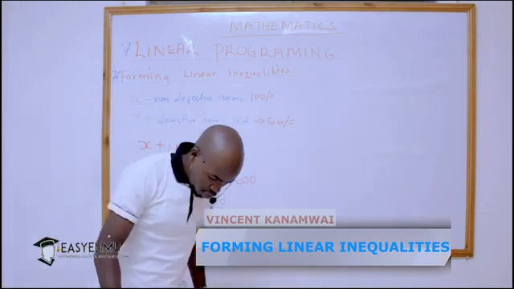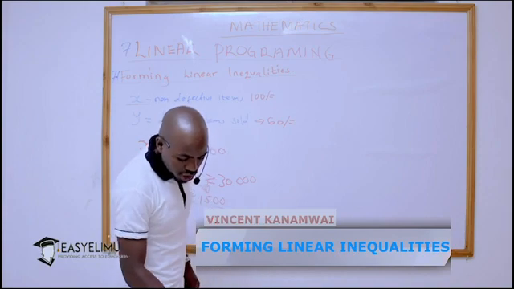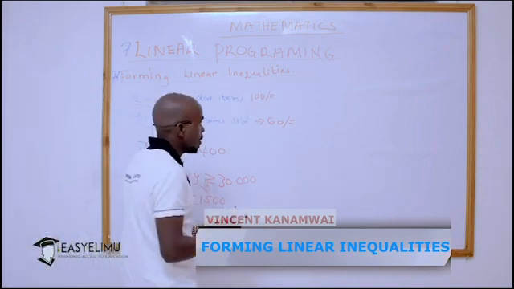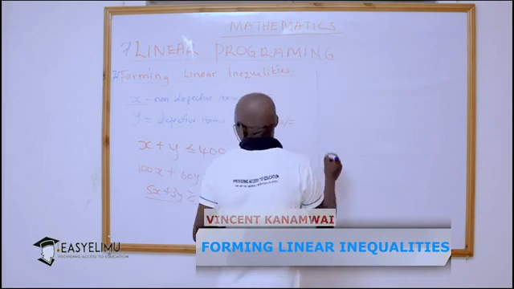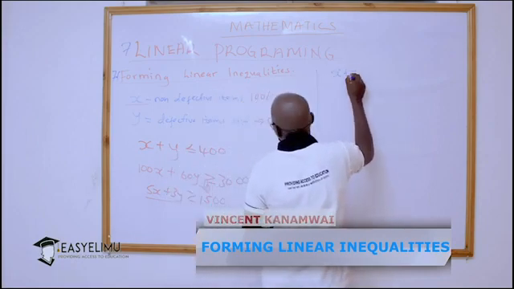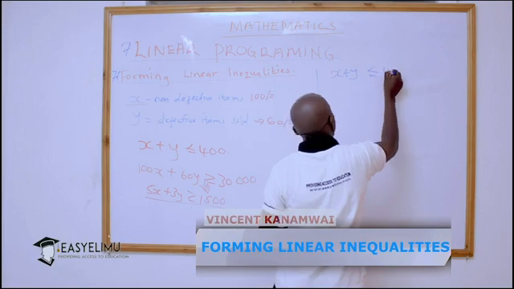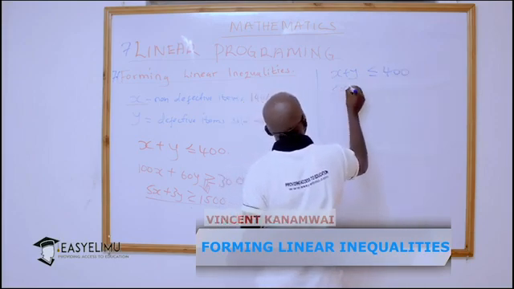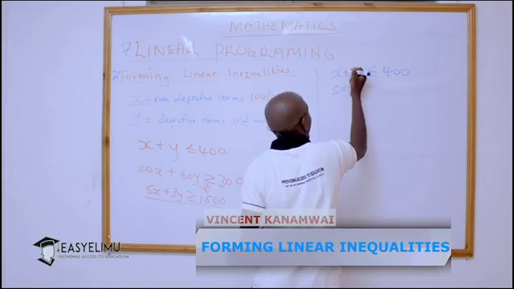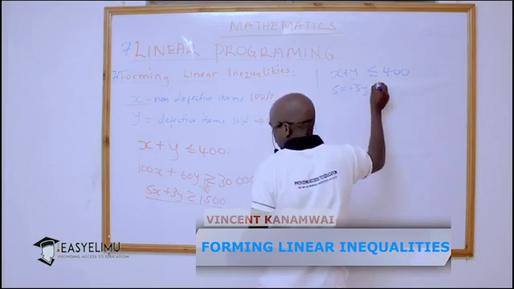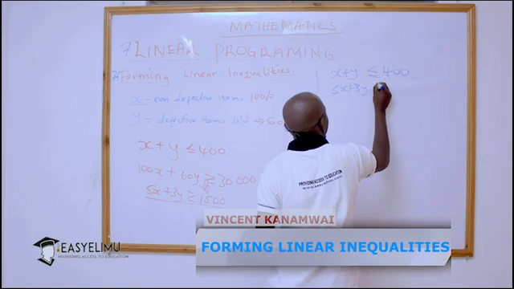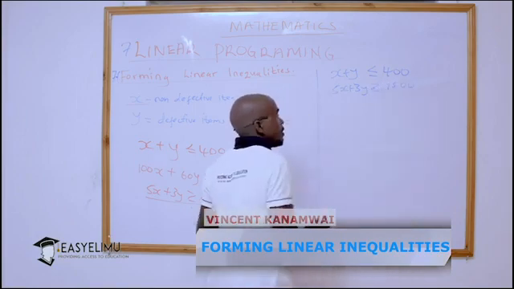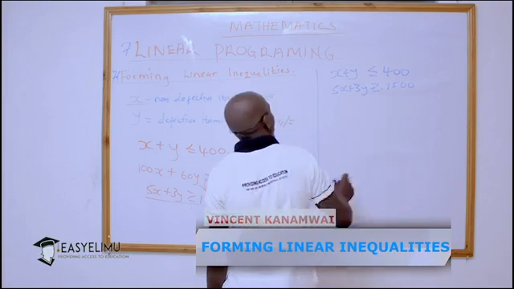And then we have been told, form all inequalities to represent the situation. So we have found out that X plus Y should be less than or equal to 400, and also on simplification 5x plus 3y is greater than or equal to 1500.